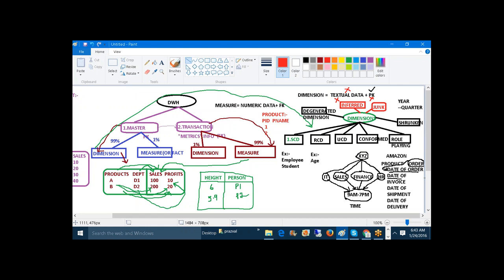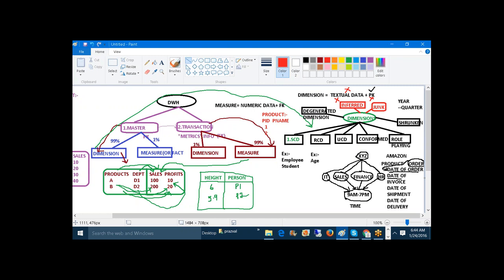And next, number 4, conformed dimension. If one dimension is commonly shared between multiple business segments, then such a kind of dimension is known as conformed dimension. The best example is time. And next, number 5, role-playing dimension. If one dimension is playing multiple roles with the measure of fact, then such a kind of dimension is known as role-playing. And next, number 6, shrunken dimension.